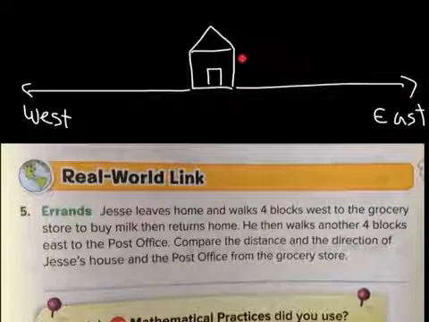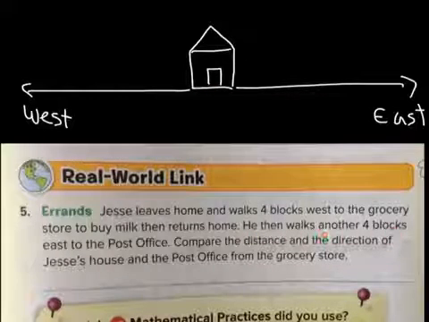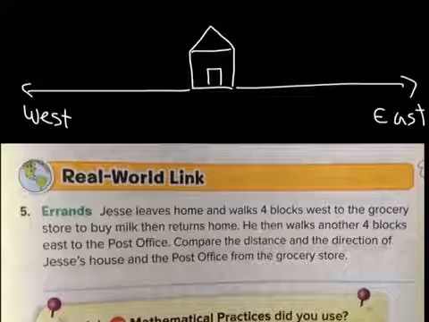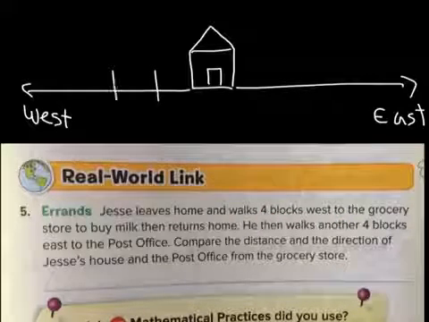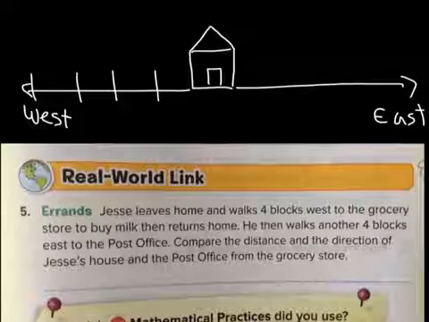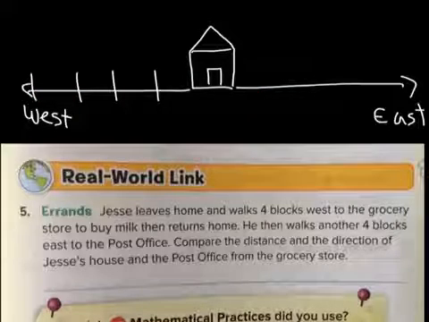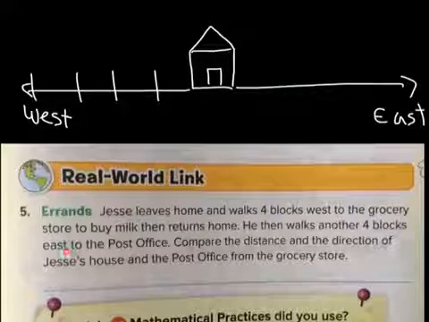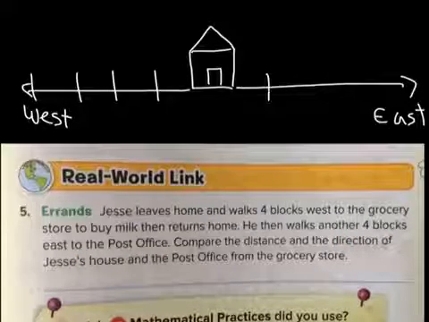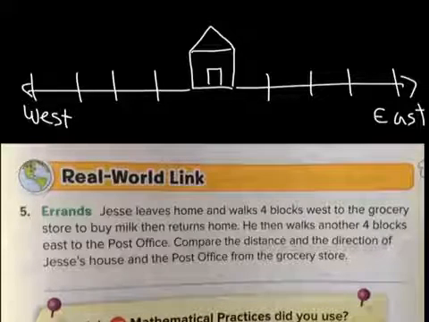So here we have Jesse's home, right in the middle. We'll call that 0. And he walks 4 blocks west to the grocery store. So west he walks 1, 2, 3, 4 blocks to the grocery store. And then it says that he returns home. So he walked 4 blocks, then he returned home. And then he walked 4 blocks east to the post office. So then he walks 1, 2, 3, 4 to the post office.